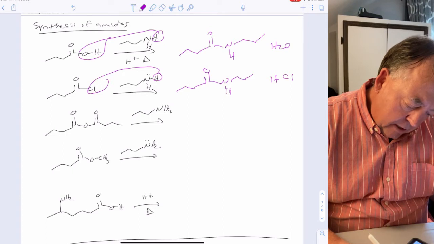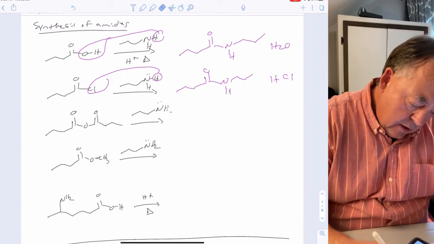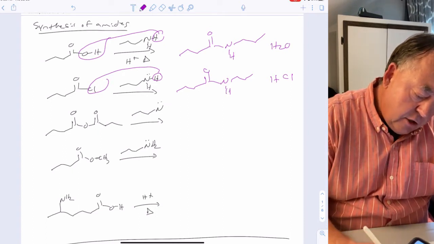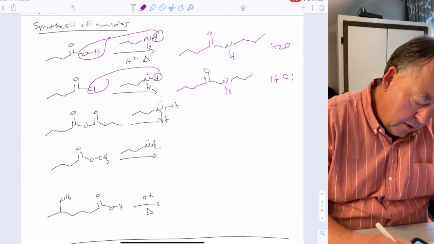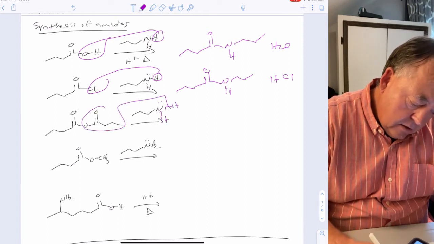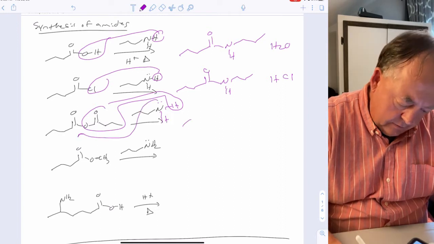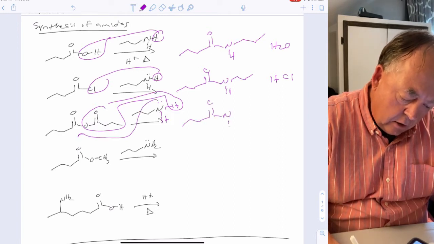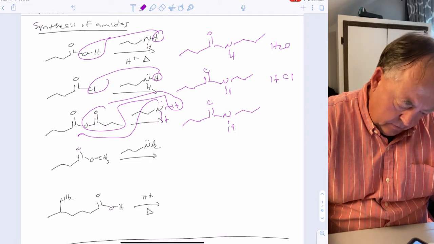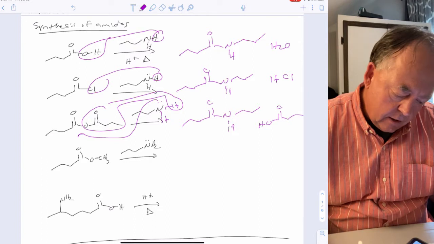Or if you have an amine and an anhydride, again, you lose a carboxylic acid and then this nitrogen would end up in its place, and whatever's attached to nitrogen is just along for the ride. Right, so carboxylic acid side product.